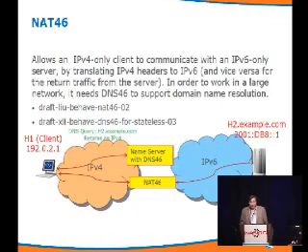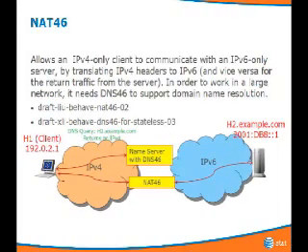So the NAT 4-6 case is exactly the opposite. You've got a v4 client trying to get to a v6 server. I didn't go through the detailed translation example here just because the 6-4 case seems to be a little more likely in the near term than the 4-6, because I think in terms of the number of servers on the internet, there's far more v4 servers out there than v6 servers.